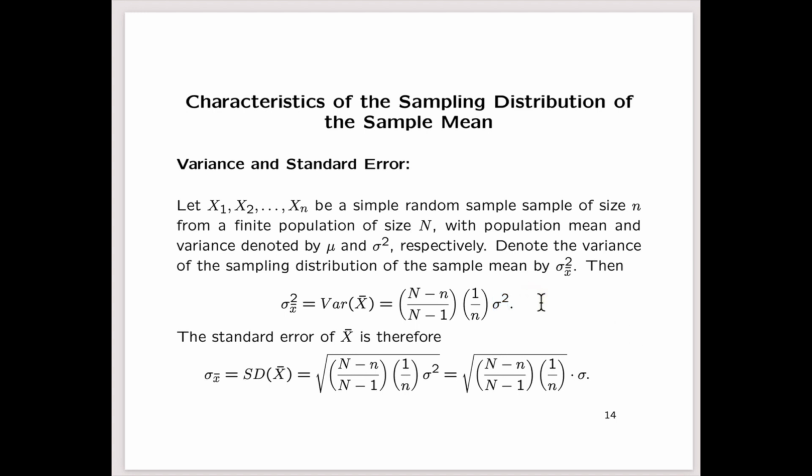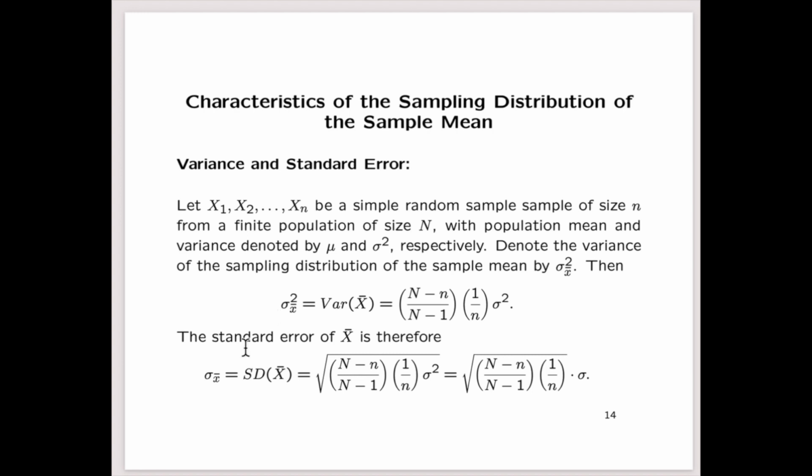And so the variance of the sampling distribution of x bar is equal to capital N minus little n all over capital N minus 1 times 1 over little n times sigma squared. Now that we have this formula for the true variance of the sampling distribution of the sample mean, to find its standard error, which you'll recall is the standard deviation of the sampling distribution of x bar, we just take the square root of this expression.